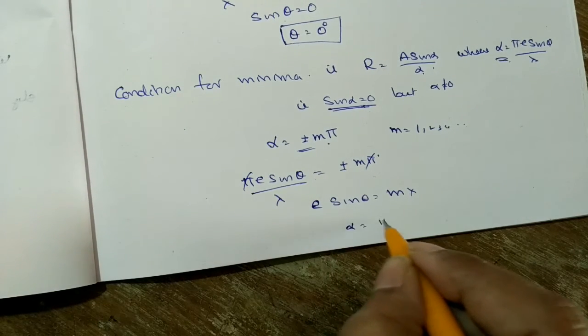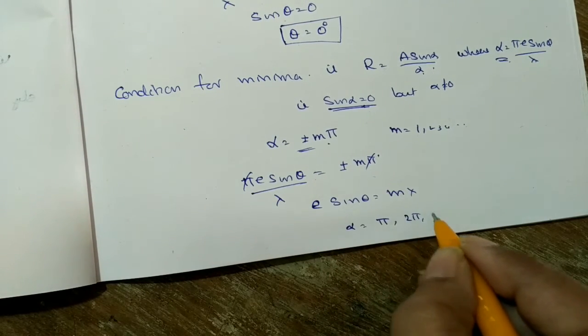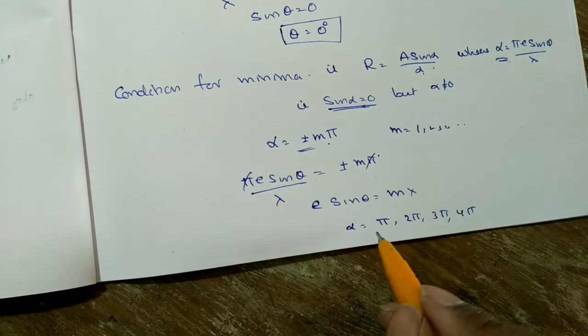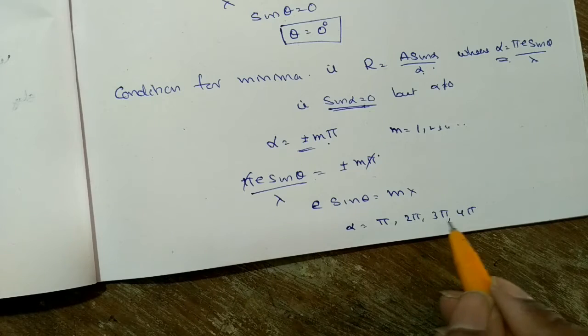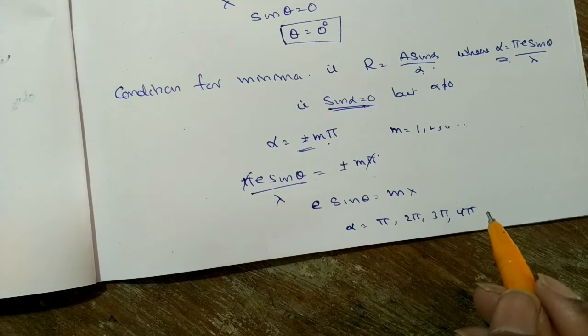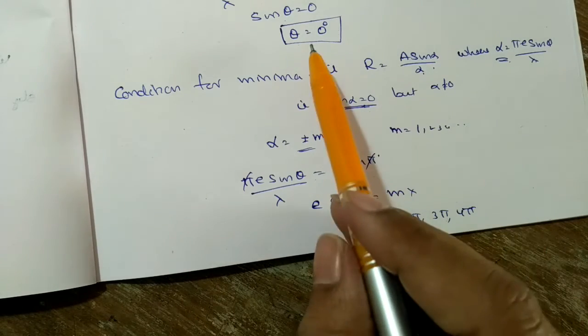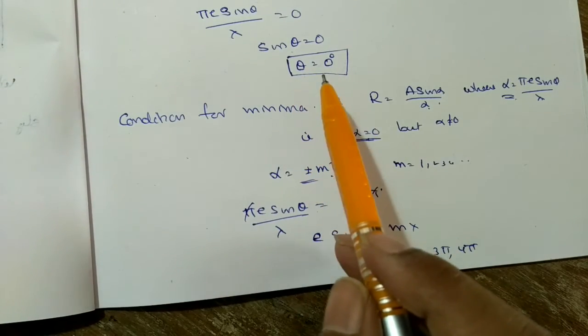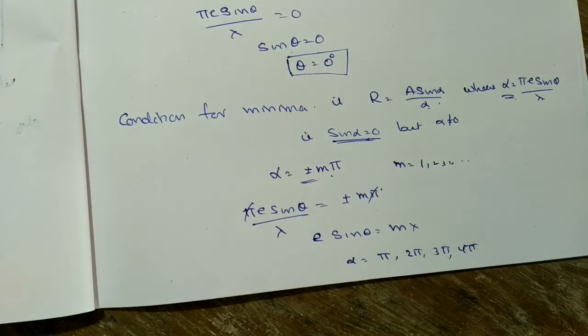Here alpha is equal to pi, 2 pi, 3 pi, 4 pi. That means we will be getting the dark fringe at pi, 2 pi, 3 pi, 4 pi. Here at the midpoint we will be getting a bright fringe, that is the central maxima.